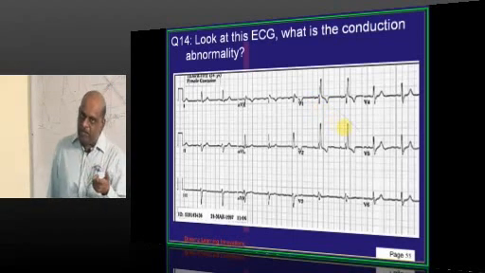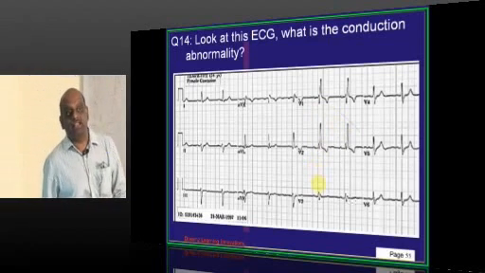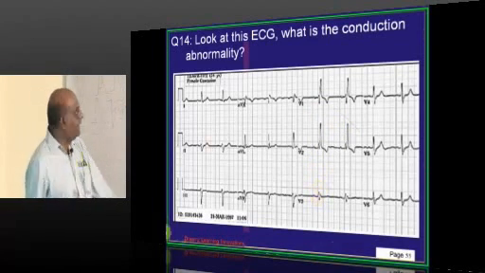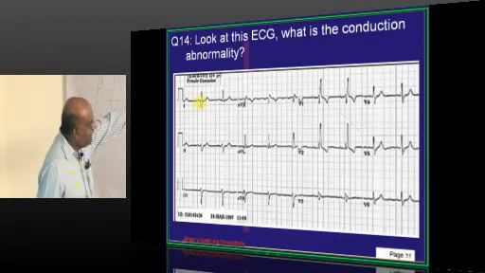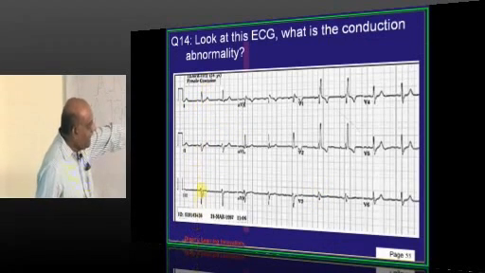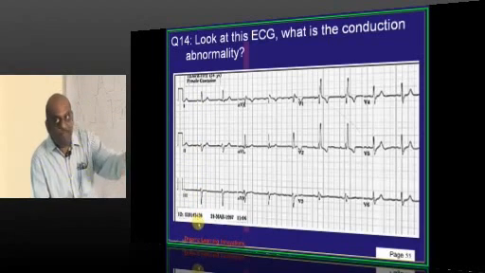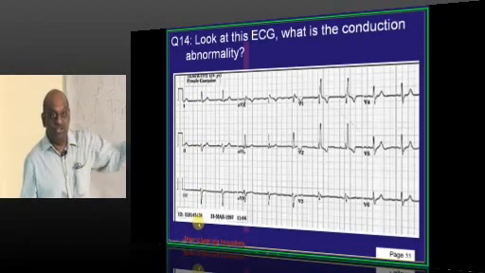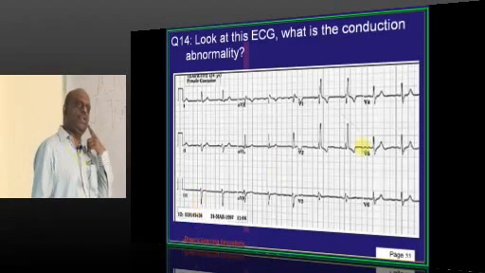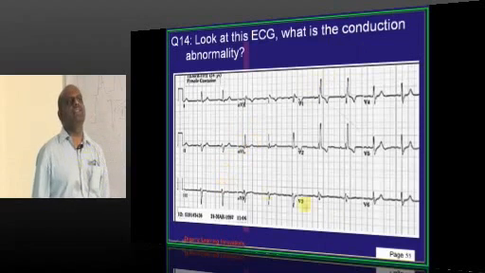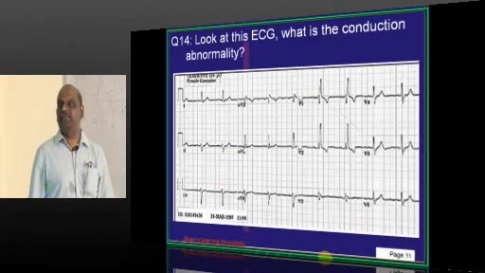But whenever right bundle branch block is there, what do you expect the axis to be? Right axis deviation. Instead, what is the axis deviation here? The QRS is up in lead 1 and in lead 3 the QRS is down, so they lean away from each other. So you are finding left axis deviation. Then you should think, why does this right bundle branch block have a left axis deviation? Is there any special reason for that?